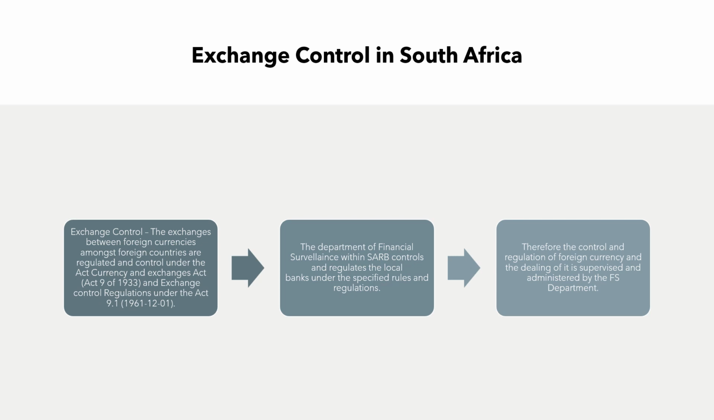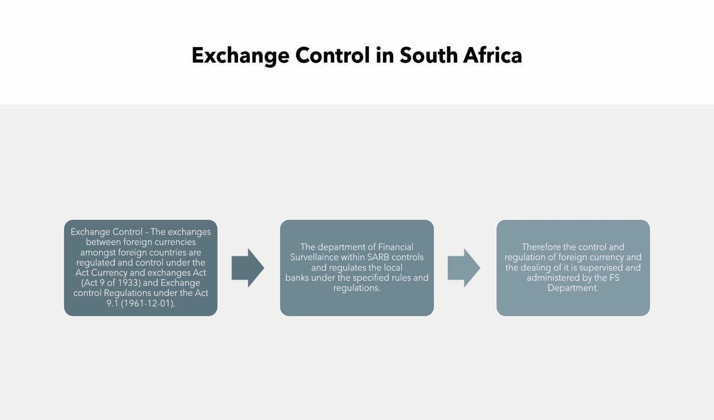In terms of exchange control, it was established by the Reserve Bank in 1933, but it was put in place in 1961. So we've had exchange control in South Africa for a long time, and that is why our rules in terms of foreign exchange have been very stringent as to who can trade and how they can trade. There's a department within the Reserve Bank called the Financial Surveillance.